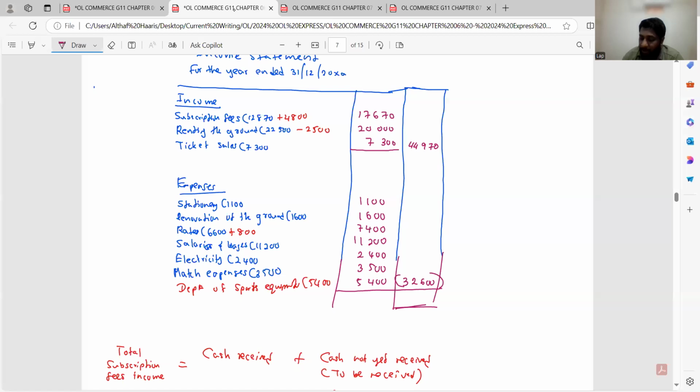Then here, what's the difference? 44,970 minus 32,600, 12,370. Do we call this profit, children? Are we writing this one as profit? If you write it as profit, people, wrong. In not-for-profit organizations, you have surplus. Profit is called surplus. Loss is called deficit. Profits, surplus, losses, deficit in not-for-profit organizations. Do not forget it.